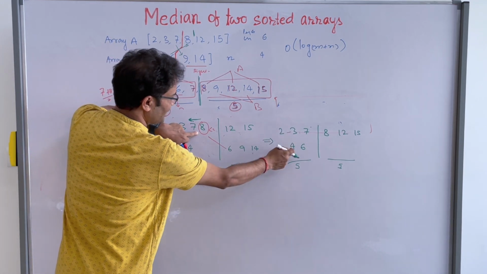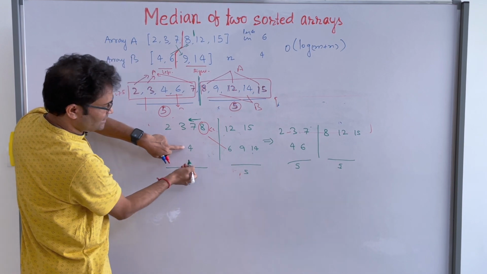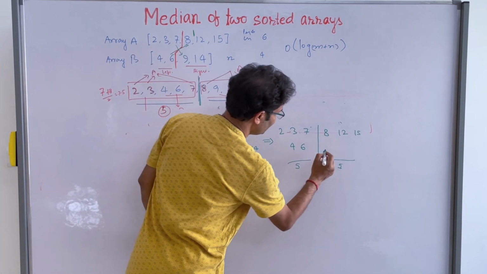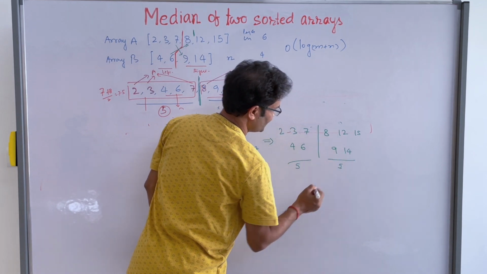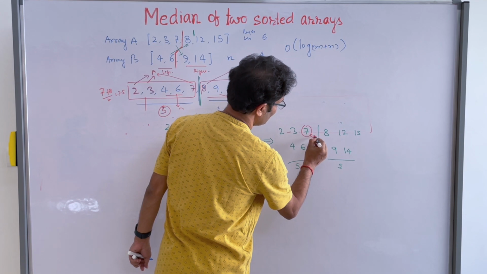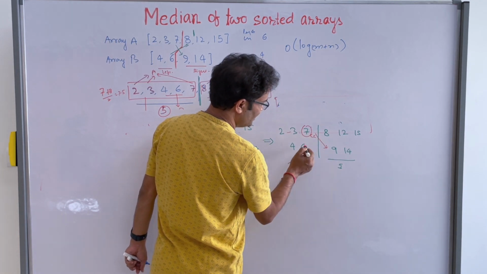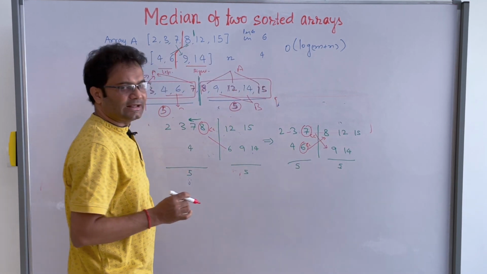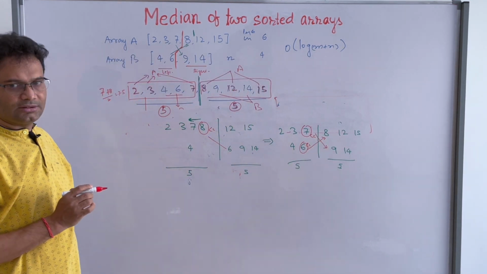So to make it 5, I have to take the 6 from the right side to the left side. So it becomes the 4 and 6. So what is the remaining here? Remaining here is the 19, 14. Now you check it. Is this lesser than or equal with this number? Yes. Is this lesser than or equal with this number? Yes. I can say this is my perfect number.